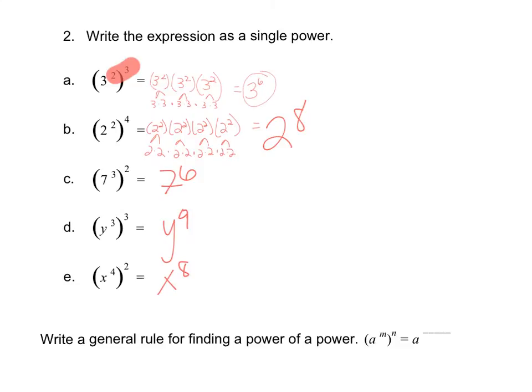If we wanted to write a general rule, okay, for finding a power of a power, we go ahead and take our exponents here and we multiply them. So this becomes a to the m times n. And then this would be our second property, which is power of a power property.